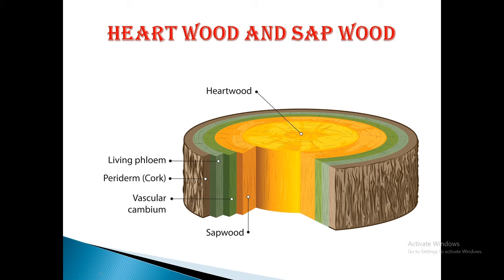That means there is a formation of ring-like structures. It means there is a presence of growth rings. If a number of growth rings are present, it means there is a formation of sapwood and heartwood. So the sapwood is the outermost layer and lighter in color, and the heartwood is the central region and darker in color.